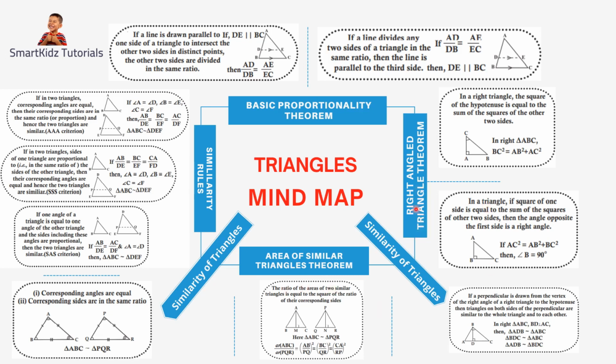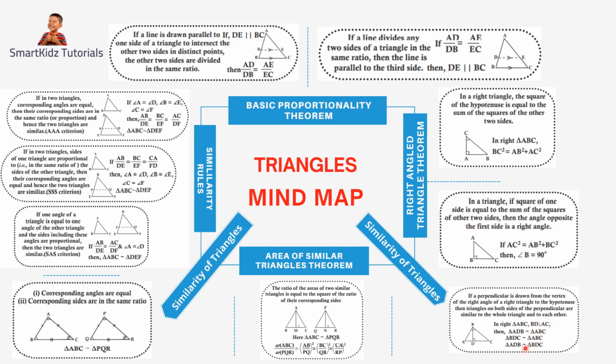Then we move on to the right angle triangle theorem. Before we start with it, we just need to look at another important theorem, which says that if a perpendicular is drawn from the vertex of the right angle of a right triangle to the hypotenuse, then the triangles on both sides of the perpendicular are similar to the whole triangle and to each other.